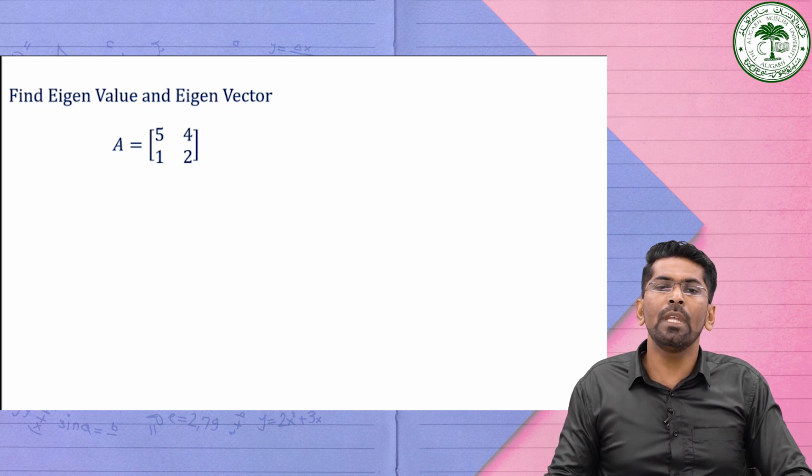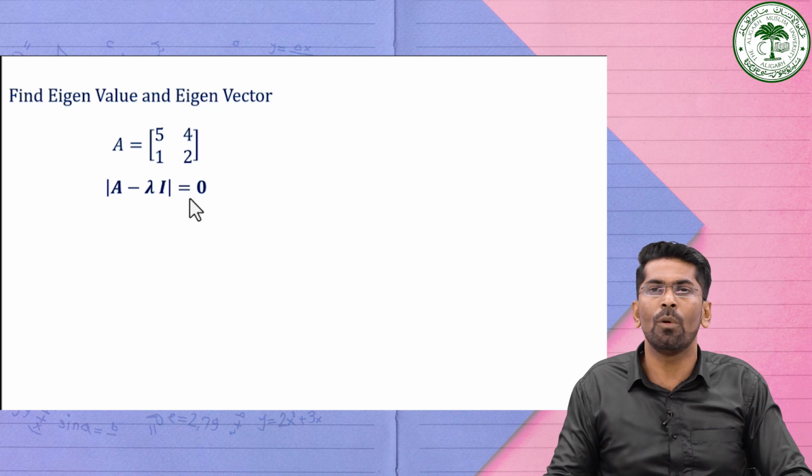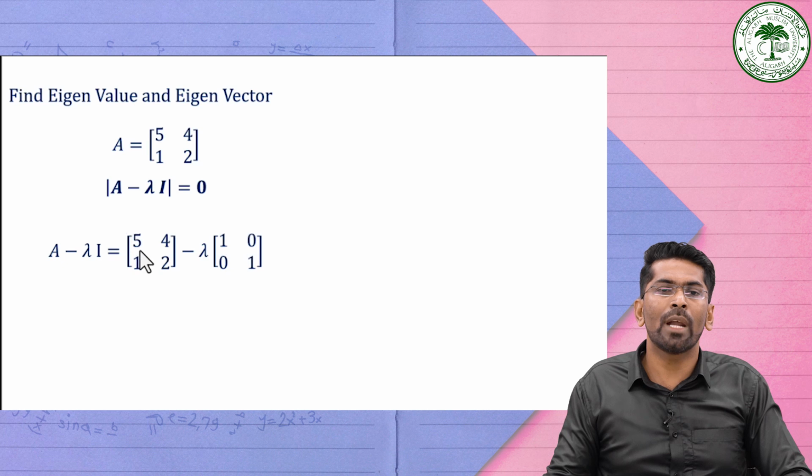We are going to form the characteristic equation. Here it is, A minus lambda I equal to 0. Here A is the original matrix, so I am writing first A minus lambda I.